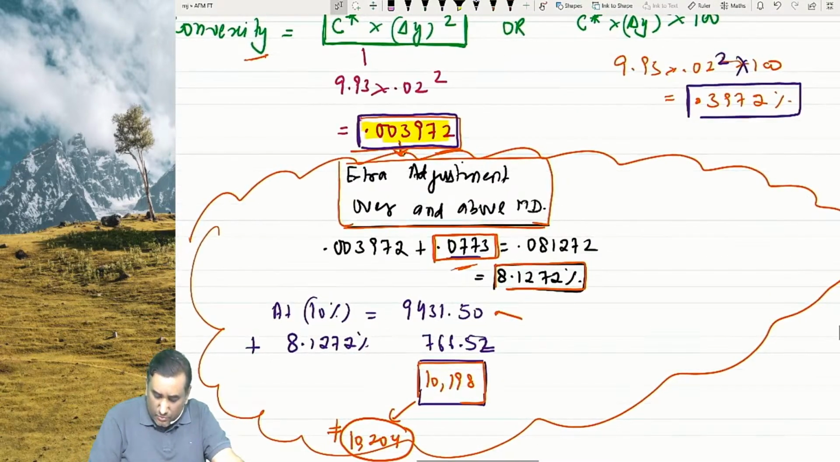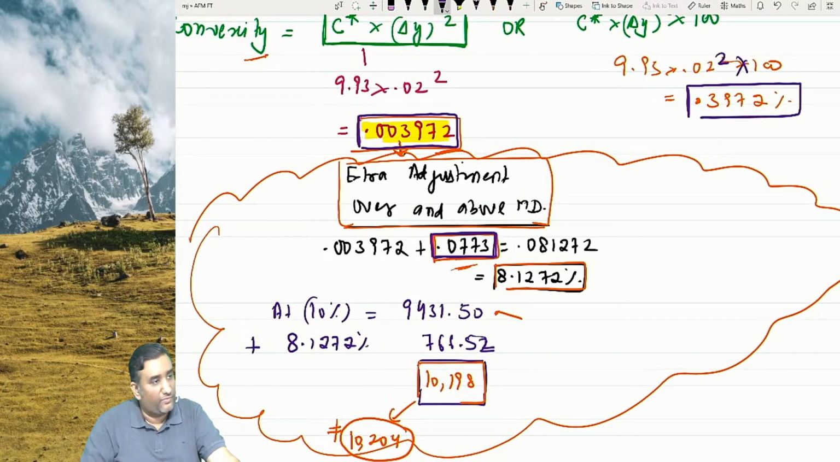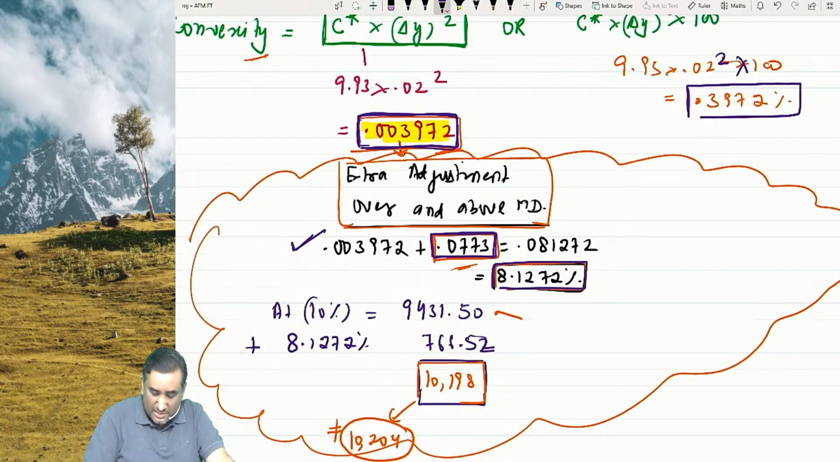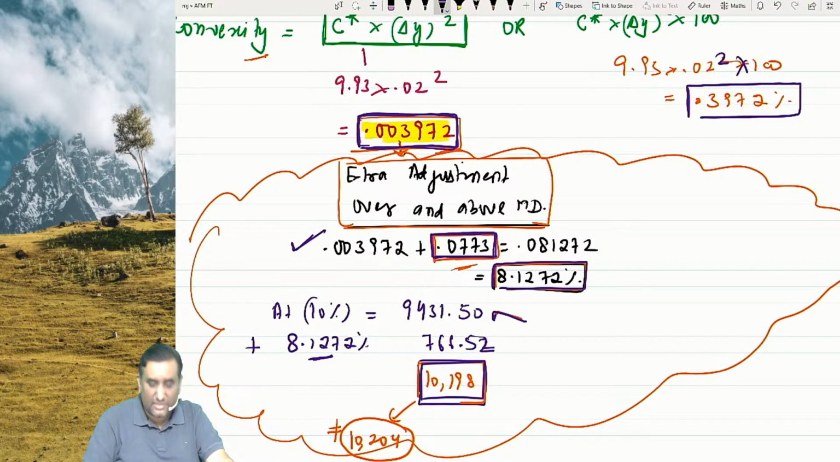What you can do is, this part you already got from where? 0.0773. You got it from the modified duration. If you add that something extra, this basic change has to come to what? 8.1272. Modified duration gives actually a linear relationship. In that linear relationship, I am trying to add something additional. This gives me that something extra, and when we add it, we basically say 9431.5 plus 8.1272, I'll reach approximately 10,198. That is exactly what it is.